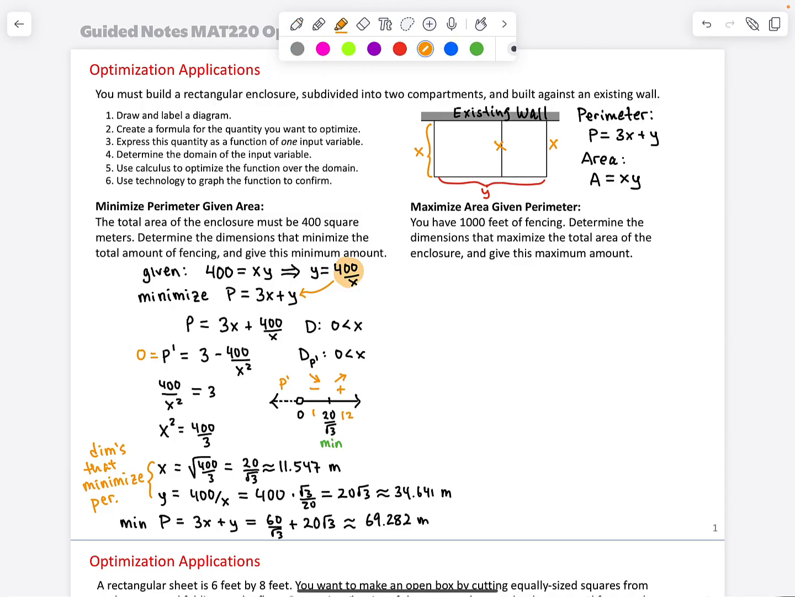Okay, now let's consider the same scenario, same picture and relevant formulas, but now we're going to maximize the area given perimeter. Meaning, suppose that we are limited by how much fencing we can purchase. We have 1,000 feet of fencing. Determine the dimensions that maximize the total area of the enclosure and give this maximum amount. So we're on a budget and we want the biggest area possible.